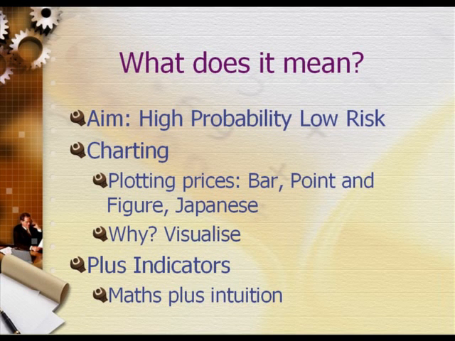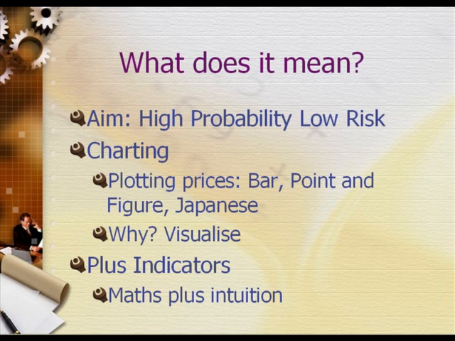So, what does it all mean? What do all these charts actually mean, and what is the purpose of why we want to look at them in the first place? Well, first of all, we're looking for high probability, low risk trades. In other words, when do we have an idea that there is a pretty high probability that a price is about to move, and that therefore reduces our risks?